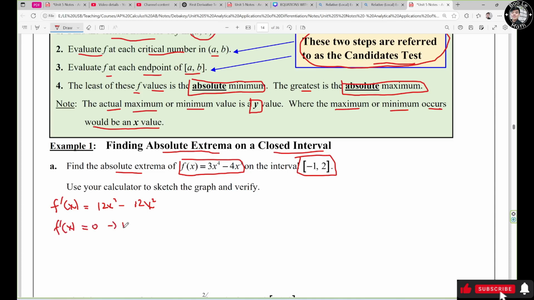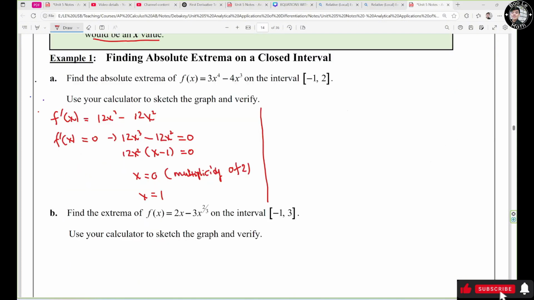So it turns out to be 12x^3 minus 12x^2 equals 0. Factor 12x^2 out. It's going to be x minus 1 equals 0. And then you have x equals 0, which has a multiplicity of 2, and x equals 1. We're going to set up the table.